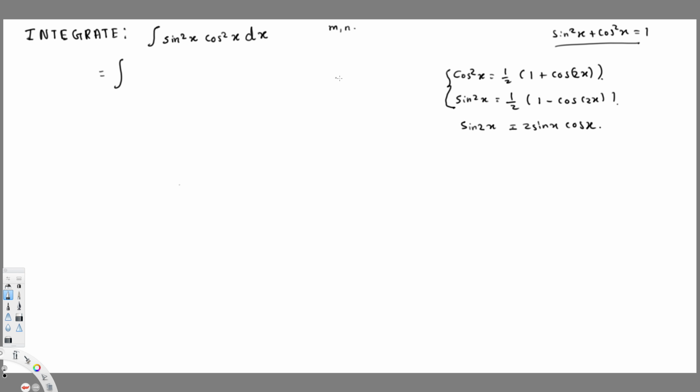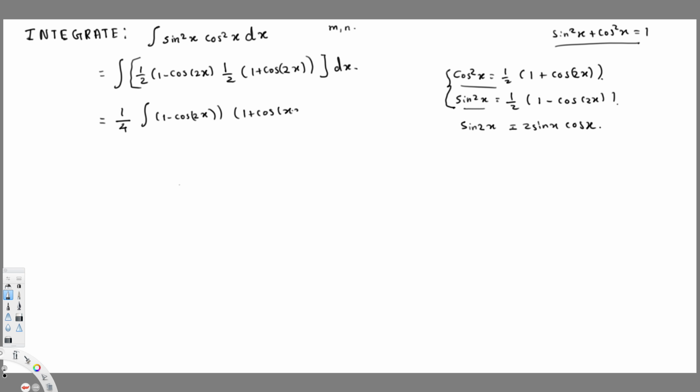When you substitute this sine value, this is going to be half times 1 minus cos 2x, times half. Instead of cos square x, I'm plugging this one. This is going to be half times 1 plus cos 2x dx. And what I can do is bring this constant to the front. So 1 half times 1 half is going to be 1 over 4. So 1 over 4 to the front, and we are left with 1 minus cos 2x, 1 plus cos 2x, and that is the one we are left with.